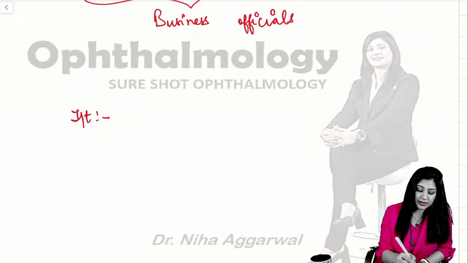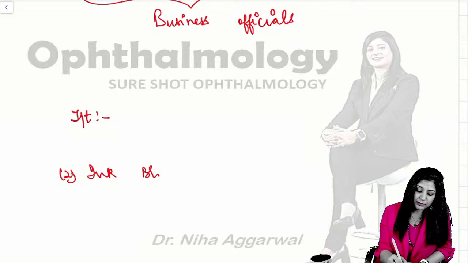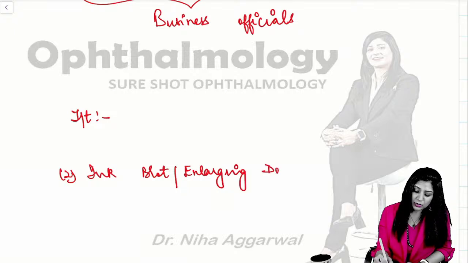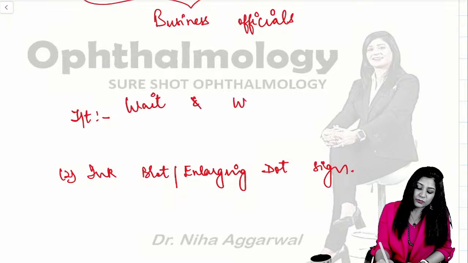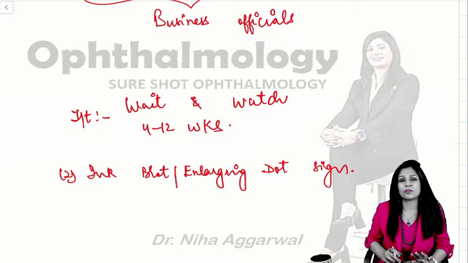Another FFA finding: one is the mushroom pattern. The second finding that you are getting is the ink blot pattern, which is also called the enlarging dot sign. Treatment may just be wait and watch, and you will get spontaneous resolution in about 4 to 12 weeks. That is why usually we do wait and watch for the CSR.